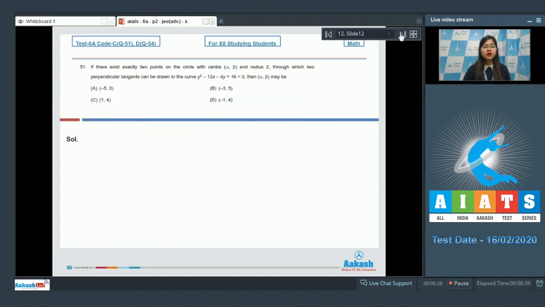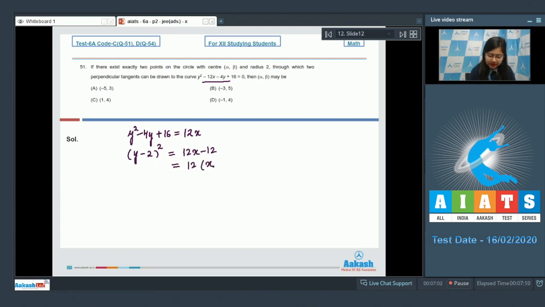Next is question number 51, which says: if there exist exactly 2 points on the circle with center alpha comma beta and radius 2, through which 2 perpendicular tangents can be drawn to the curve y square minus 12x minus 4y plus 16 equal to 0, then alpha comma beta may be. See, firstly, the given curve is y square minus 4y plus 16 equal to 12x. That is y minus 2 whole square is equal to 12x minus 12, that is equal to 12 into x minus 1.